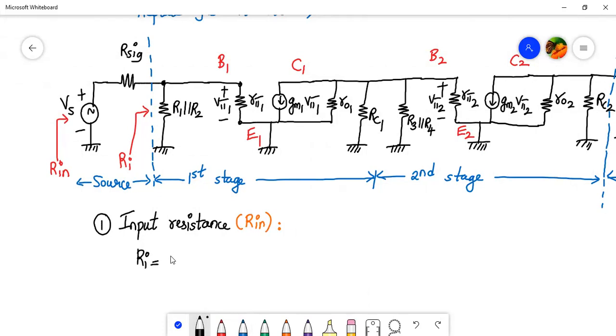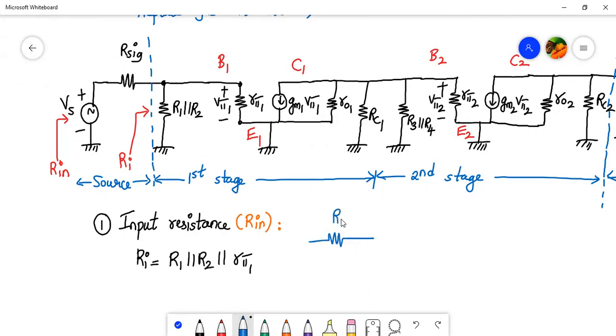Ri will be equal to R1 parallel to R2 parallel to Rπ1. Okay, and what will be Rin? So basically it's looking like this now. Let me redraw the circuit now.